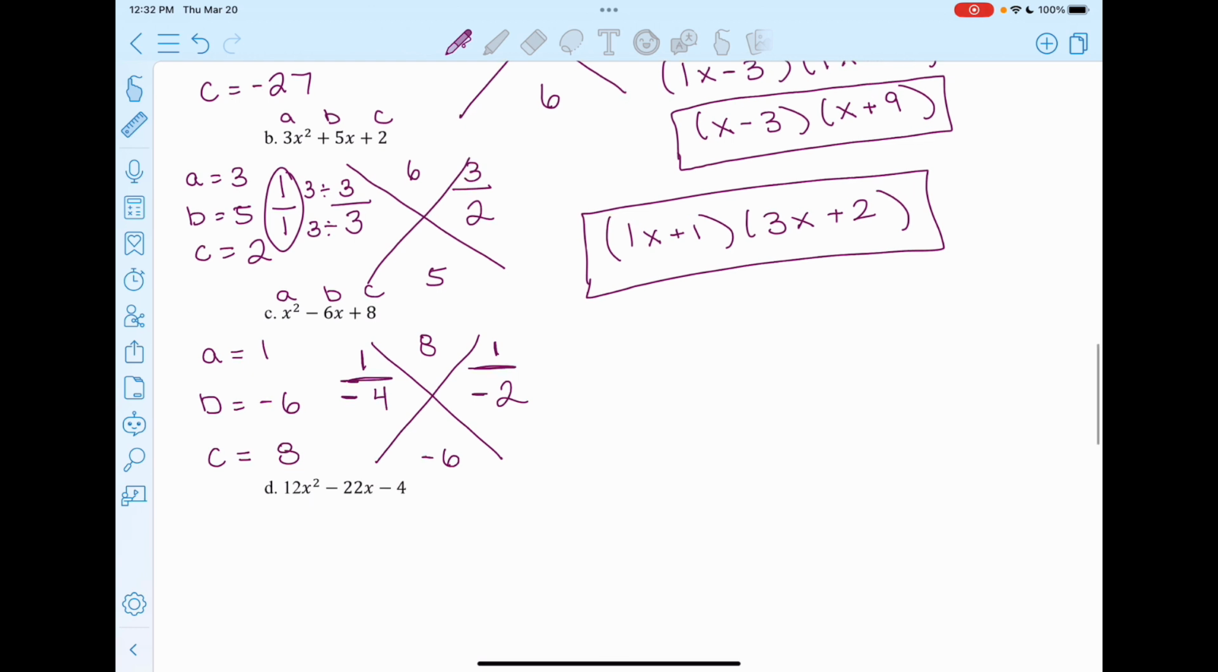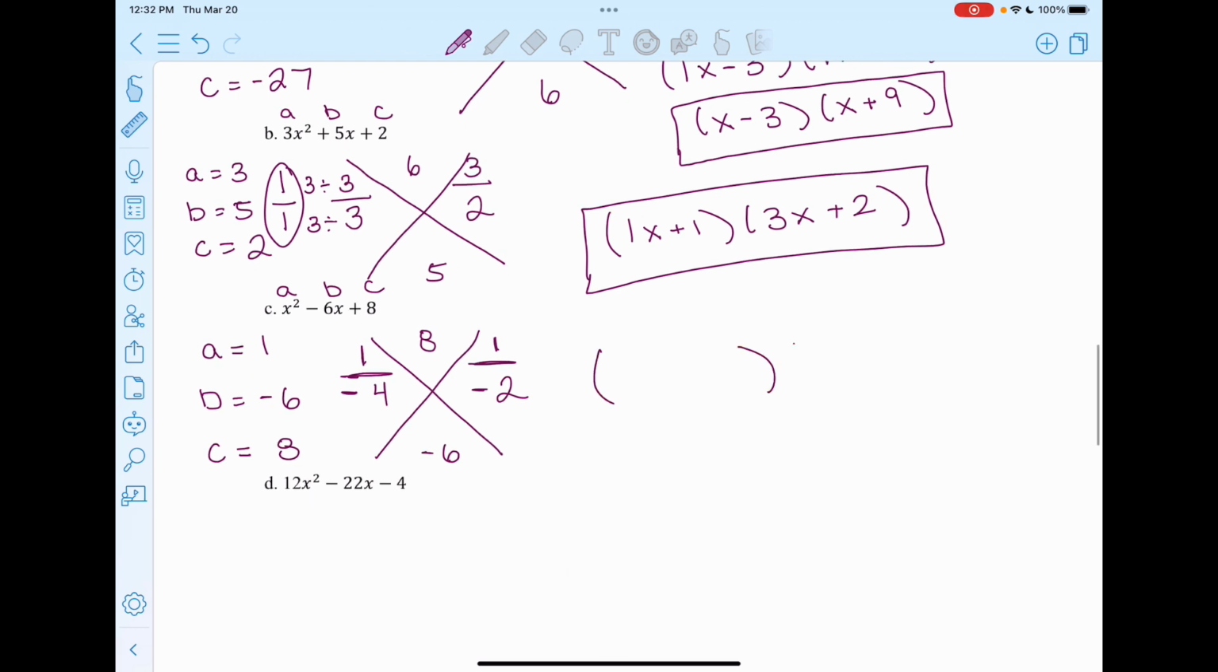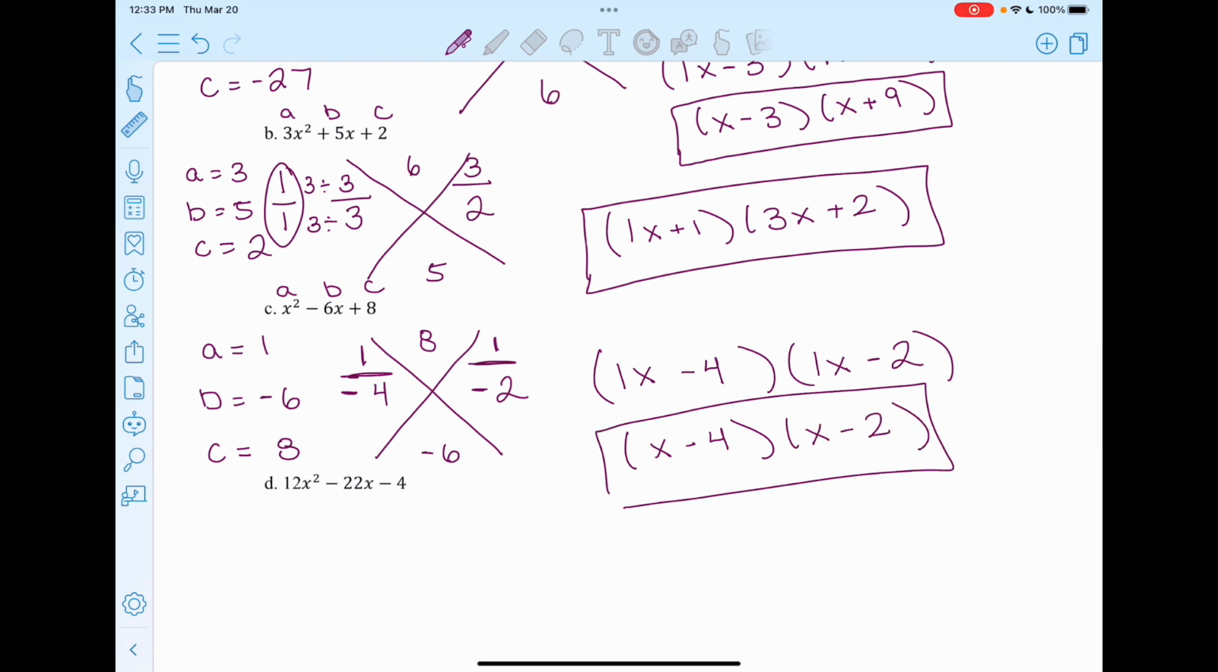None of those fractions simplify, so I'm ready to make my binomials. I'll have 1x minus 4 and 1x minus 2. Or, without the 1's in front, you can just write that as x minus 4 and x minus 2.